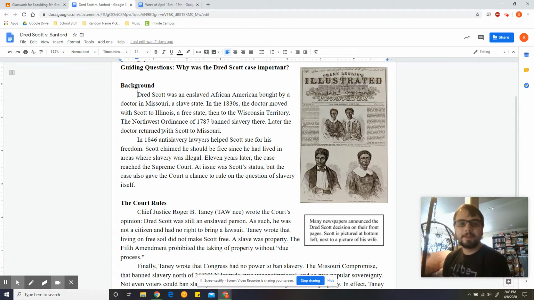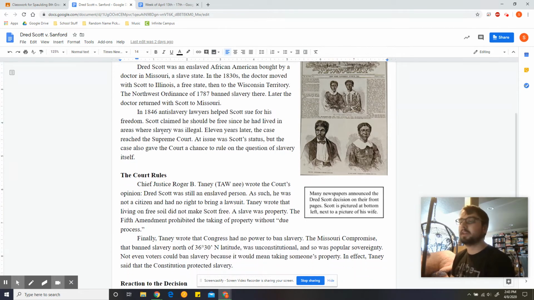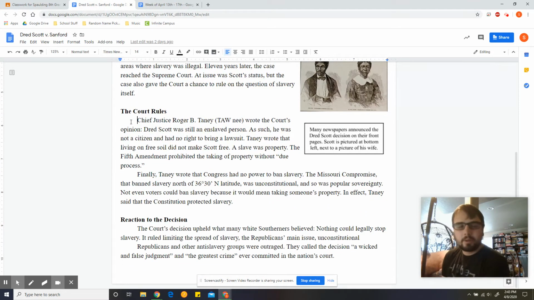So in 1857, the Supreme Court finally listened to the arguments for this case. At issue was Scott's status, but the case also gave the court a chance to rule on the question of slavery itself. Okay, so this is the first time the Supreme Court is really going to make a ruling. Is it legal or illegal, according to the Constitution, for slavery to be a thing? That's what the Supreme Court is finally going to decide here. All right, so what did the court decide?